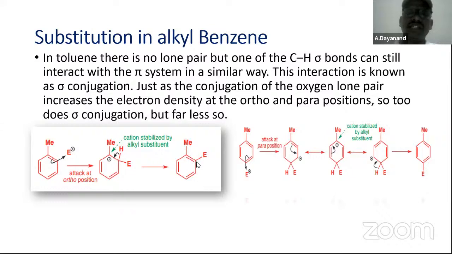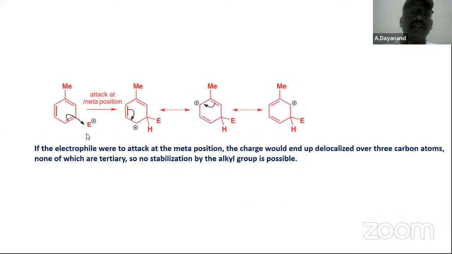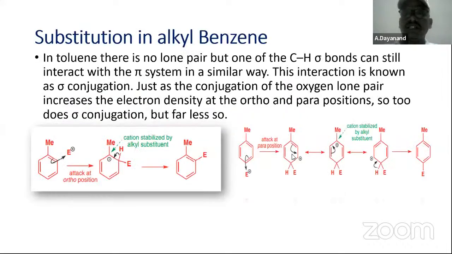The electrophile is attacking at both ortho and para positions, same as the earlier substitution reactions. Here also, para-substituted toluene is formed. Ortho attack: if the electrophile attacks at the ortho position, the charge would end up delocalized over 3 carbon atoms. The delocalization is on which carbon here?